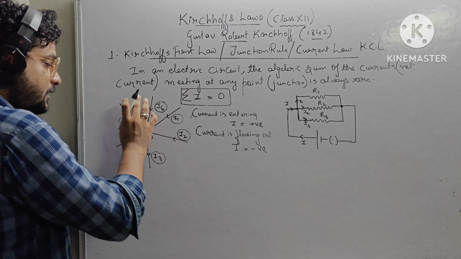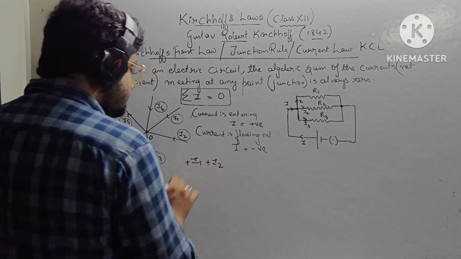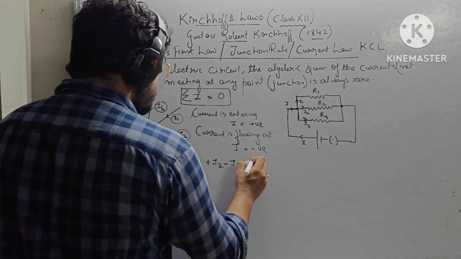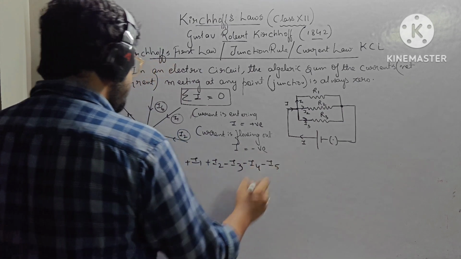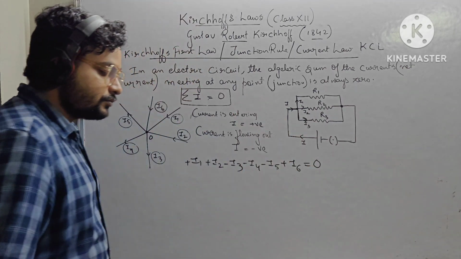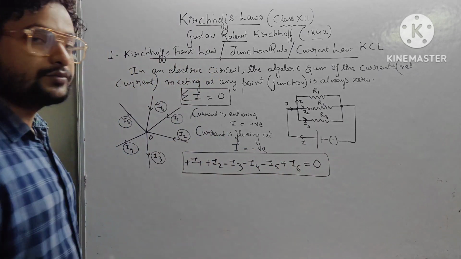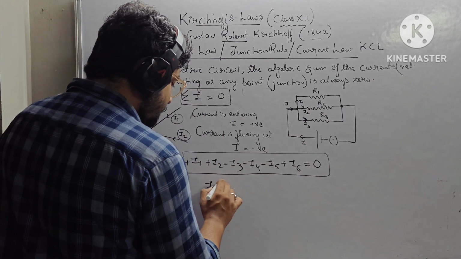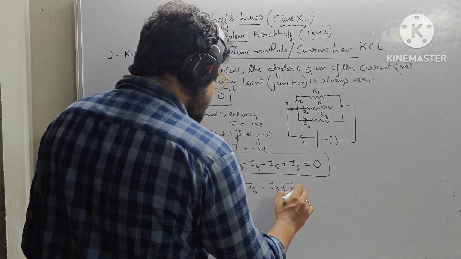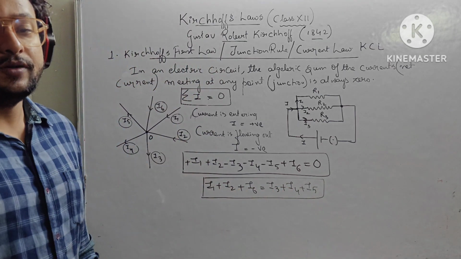In this particular junction, I1 plus I2, these are the plus signs. I3 is coming out, so minus I3, I4 is coming out, so minus I4, I5 is coming out, so minus I5, I6 is coming inside, so plus I6, must give us 0. So this is Kirchhoff's first law, the junction rule. Or you can write I1 plus I2 plus I6 equals I3 plus I4 plus I5.